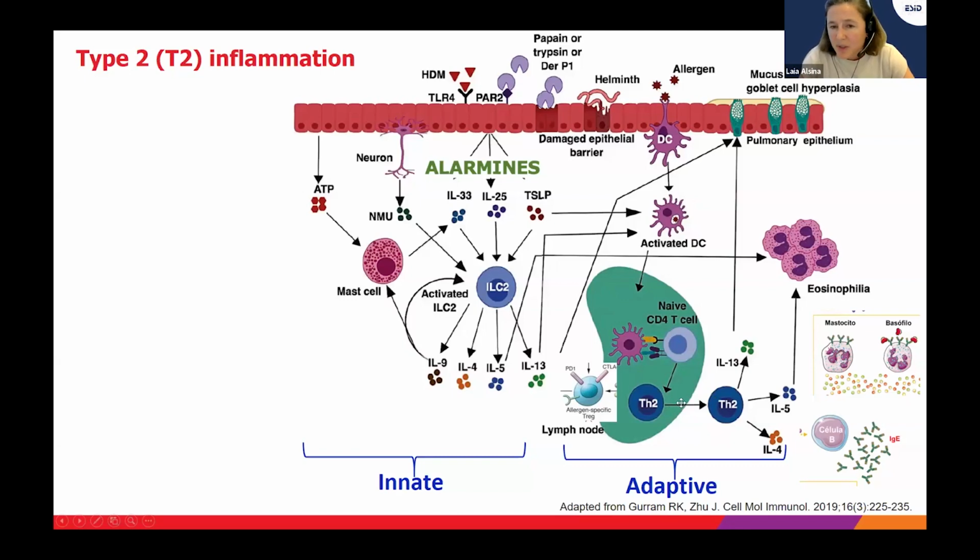And this Th2 response will induce IL-5, which causes the production and migration of eosinophils, and IL-4, for B cells to produce IgE that then will activate and help the mast cell to degranulate. So this is our normal type 2 inflammation.